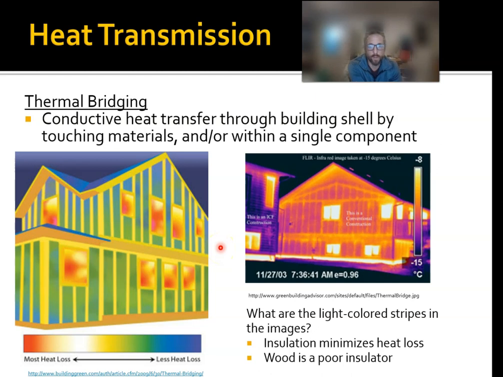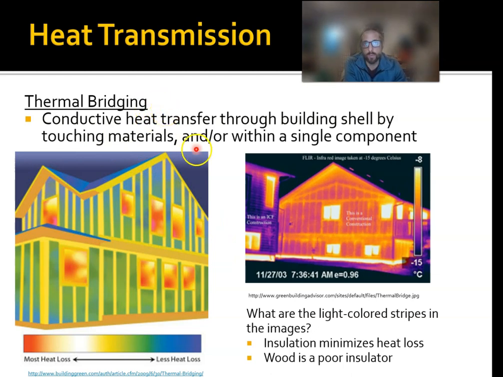It has what's called a higher R value, which we'll go over in a minute, or a lower U value. But an important phenomenon that happens in buildings, both in residential and commercial buildings, is something called thermal bridging. So you want to jot down thermal bridging.